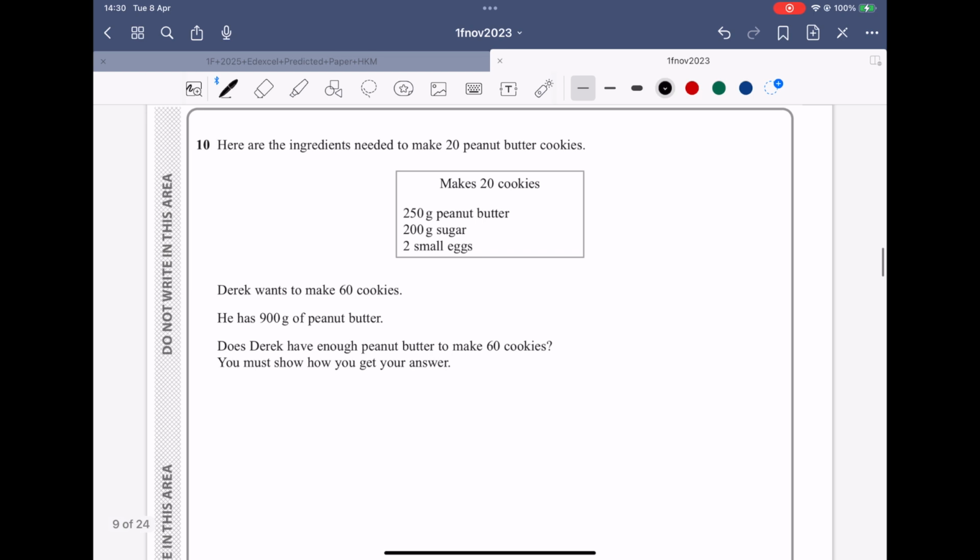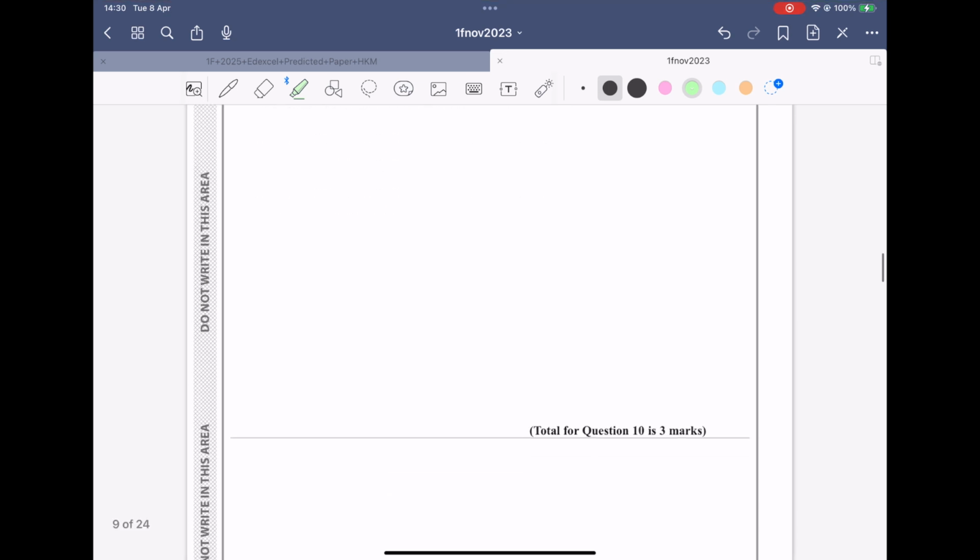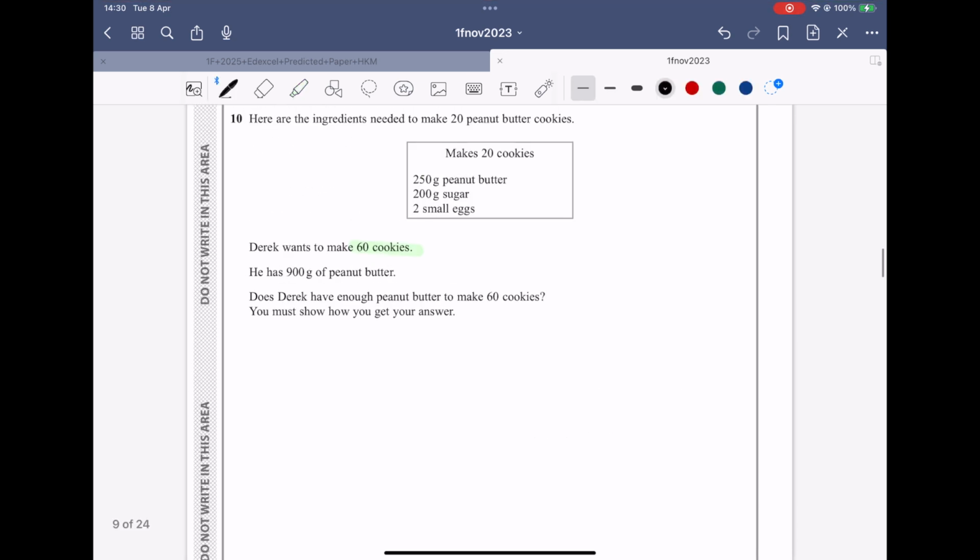Moving on, we're making some cookies. So 20 peanut butter cookies. He wants to make 60 cookies. He has 900 grams of peanut butter. Does he have enough peanut butter, basically, to make 60 cookies? So we don't really care about most of it. We only care about the peanut butter.